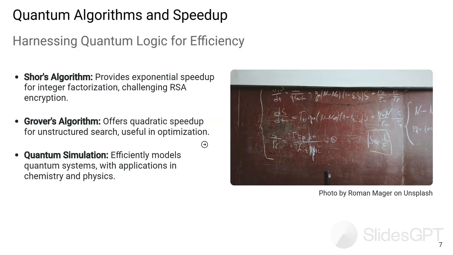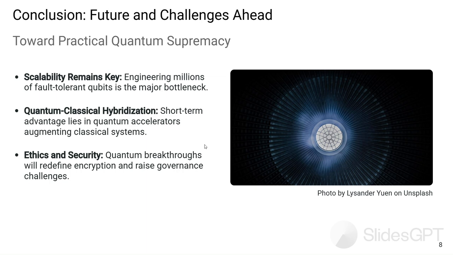Quantum algorithms are where all this power gets put to use. Beyond Shor and Grover, we have algorithms for quantum simulation, modeling molecules and materials at an atomic level. These are already being tested in drug discovery, battery chemistry, and material science, and we are scratching the surface of what's possible.